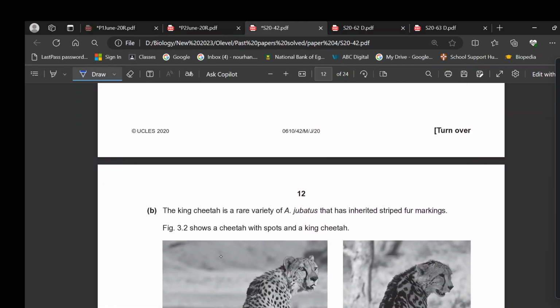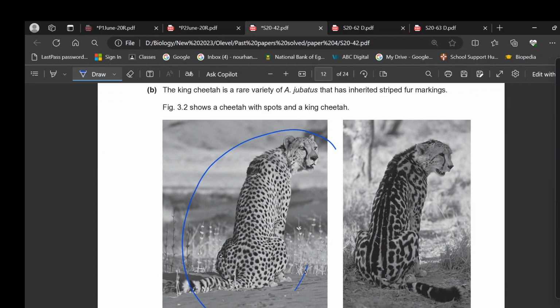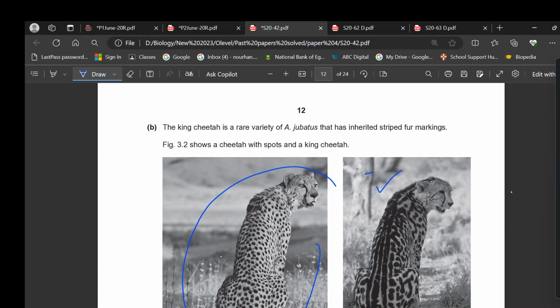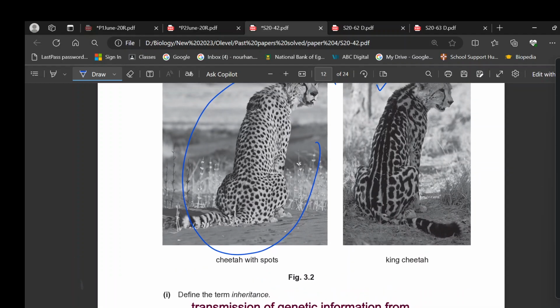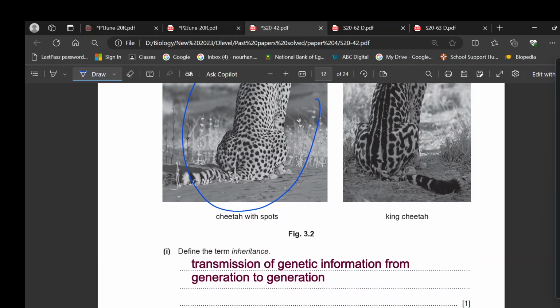The king cheetah is a rare variety of cheetah that has inherited striped fur markings. This is the normal cheetah. This is the rare cheetah with striped fur markings. It shows a cheetah with spots and a king cheetah. The one with stripes is called a king cheetah. Okay, this is rare. Define the term inheritance. It is the transmission of genetic information from generation to generation. Just a definition.